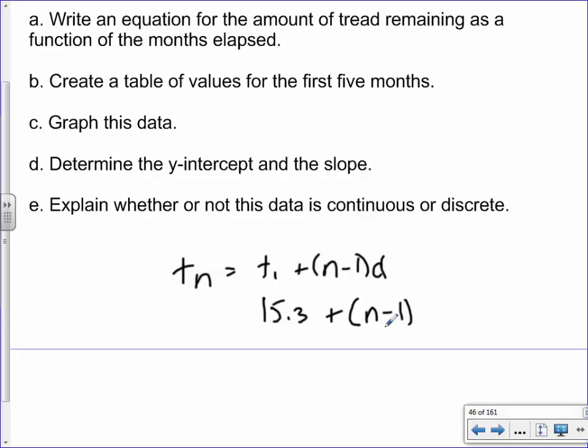We don't know how many months you're driving the car for. Ideally, you're driving the car for a long time, but we don't know. It could be 1 month, it could be 10 months, it could be 5 years. I don't know what d is, though. What's d? Good. Negative 0.7. I'm going to put that in a bracket just to make sure that it's multiplied. And again, we don't know what Tn is, because I don't know how much tread is going to be left on the tires.